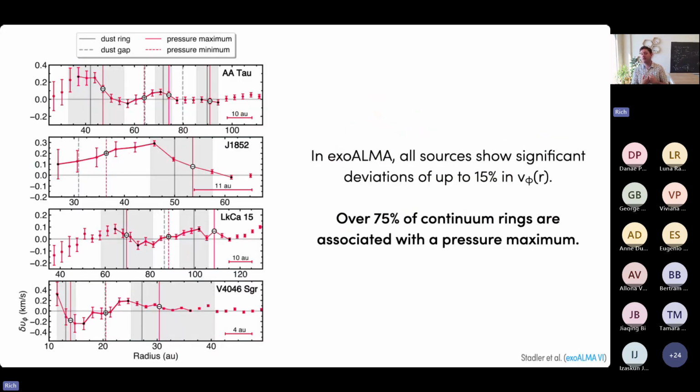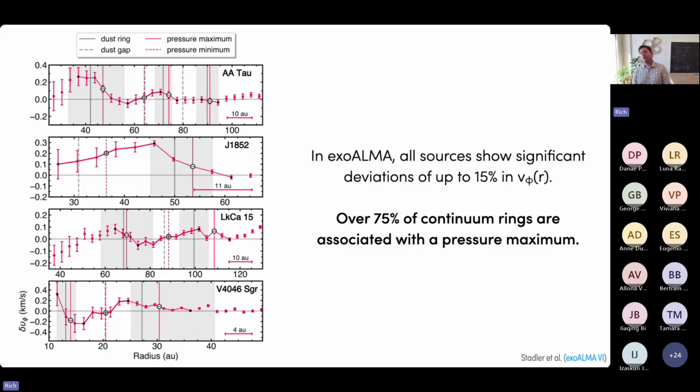But for exoALMA, we could obviously go and do this for now a large sample of sources. So this was what Jochen Stadler was doing. He was extracting the velocity profiles and trying to look at the structure within them. And really, we see in every single disk that there are significant variations in the rotation profile. None of them are purely Keplerian or even smooth. Some of them have deviations up to 15% of the relative background. So there's really quite a lot of structure within just these rotation profiles.